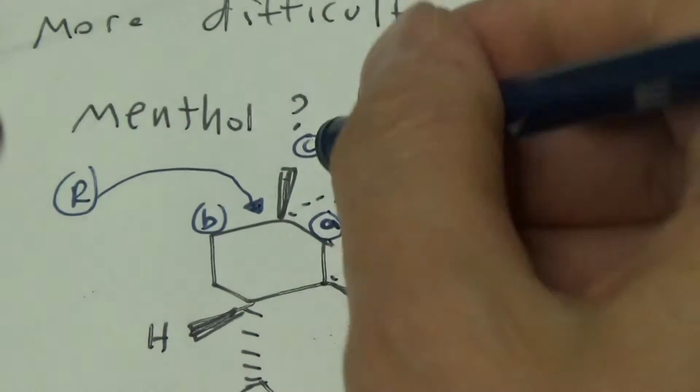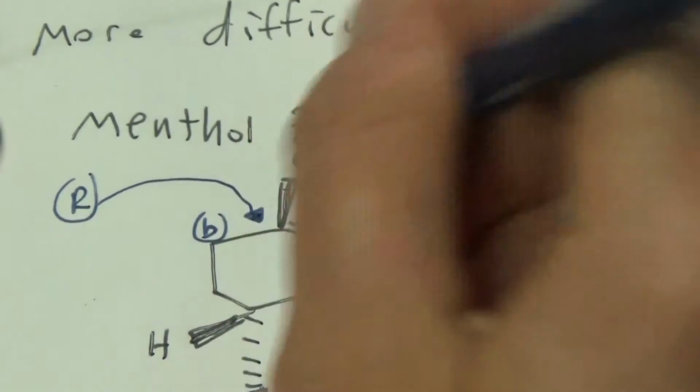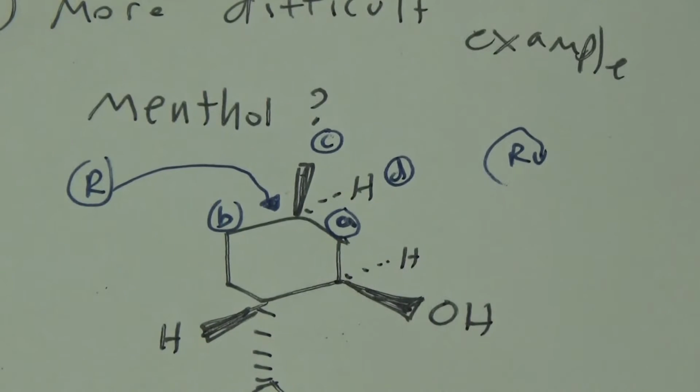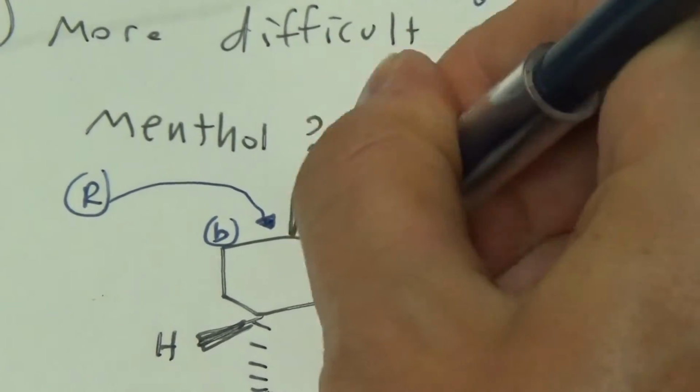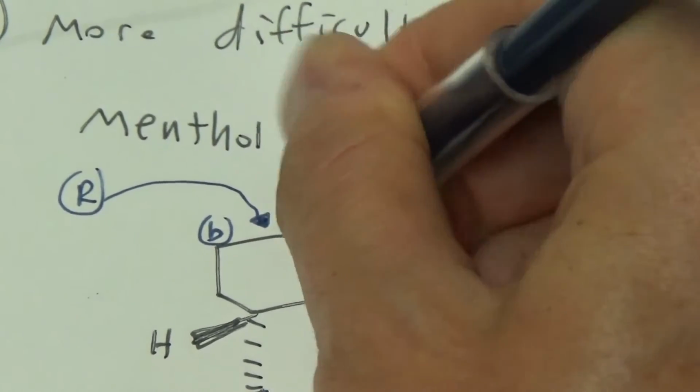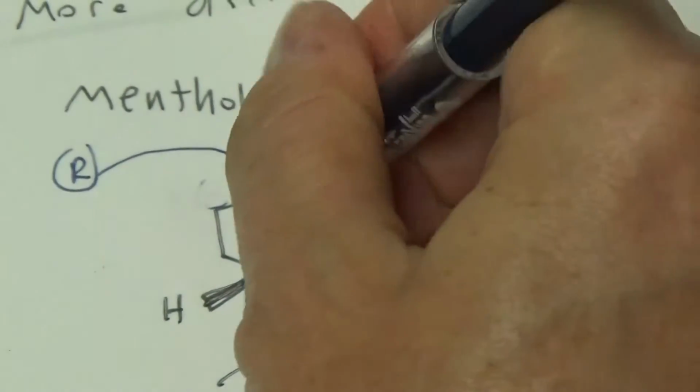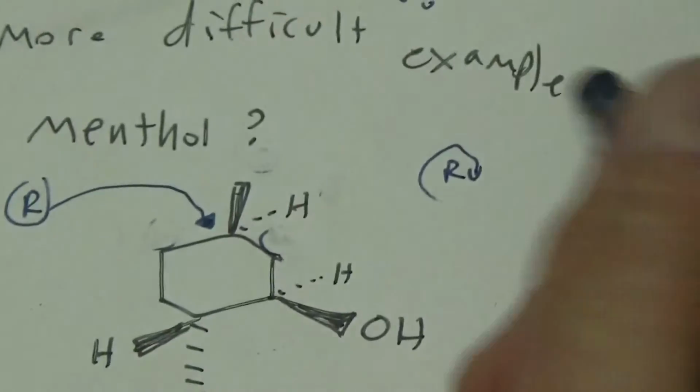Then I usually erase stuff. Once I figure it out, it really helps to erase, because otherwise you get confused. So have a really good pencil with a really good eraser when you're doing this stuff. Alright, so we figured out R for that one.